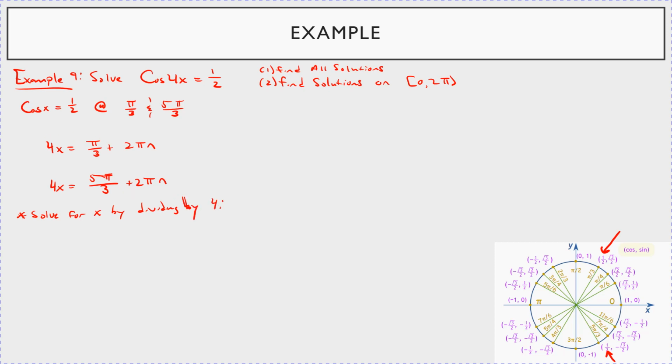Pi over 3 divided by 4 becomes just pi over 12, plus 2 pi over 4, well, that's just pi over 2 n. And then over here, when you divide by 4, you get 5 pi over 12 plus pi over 2 n, for any integer n.